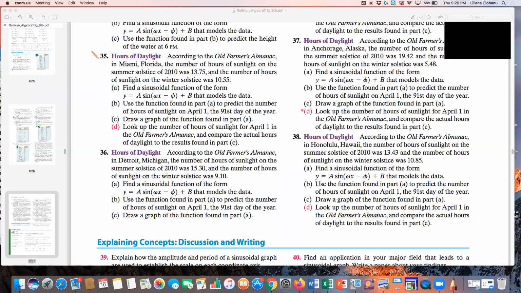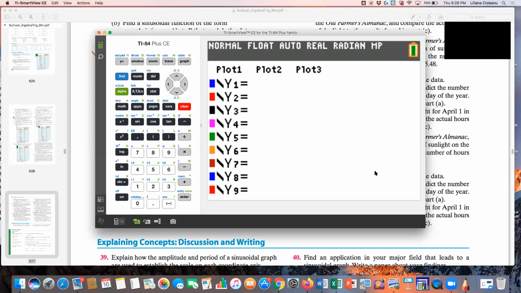Okay, so now I'm gonna share my screen, my desktop. And I'll go to my calculator. And I'm gonna just graph this function that we just found, 1.6 times sine of, let's see, what do we have here? We have 2 pi divided by 365, and then multiply by the quantity of x minus 79.75. And then we have to add the vertical shift, which was 12.15.